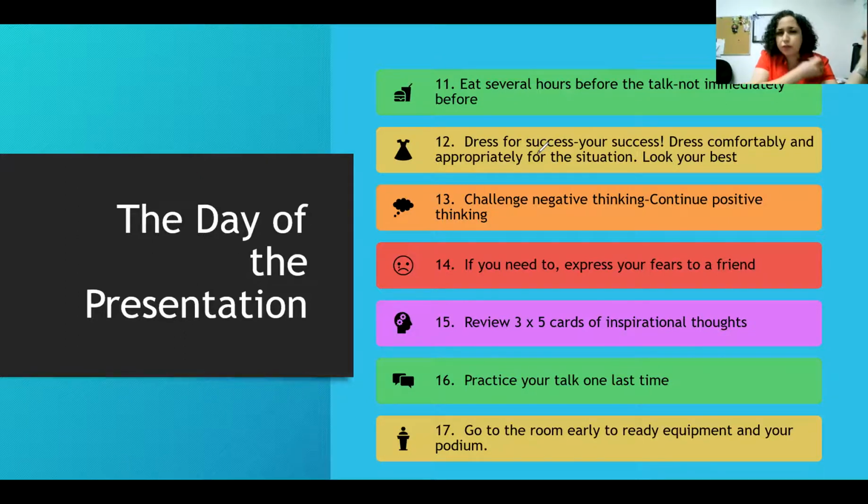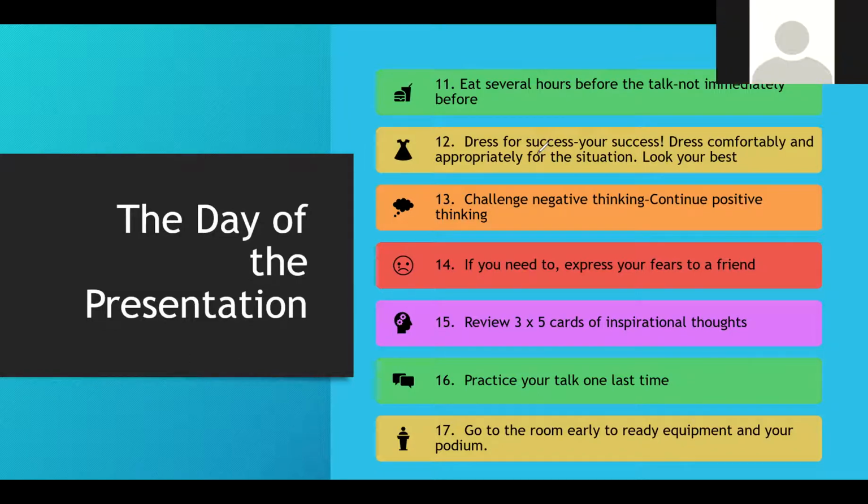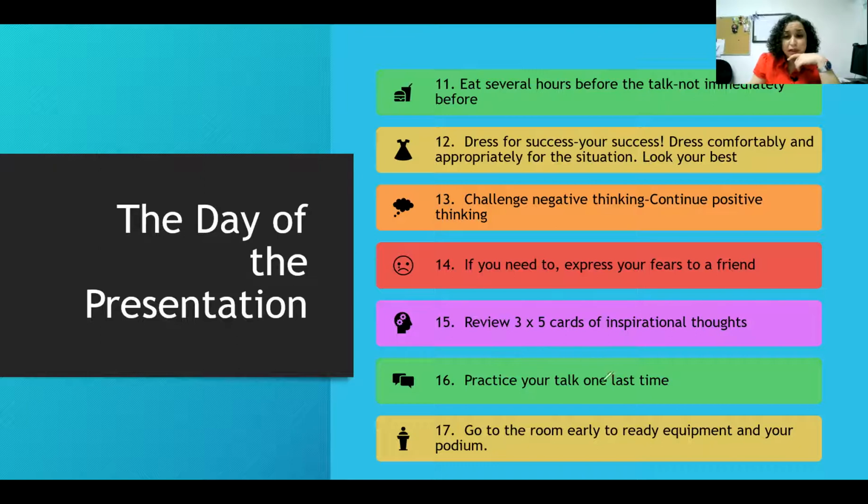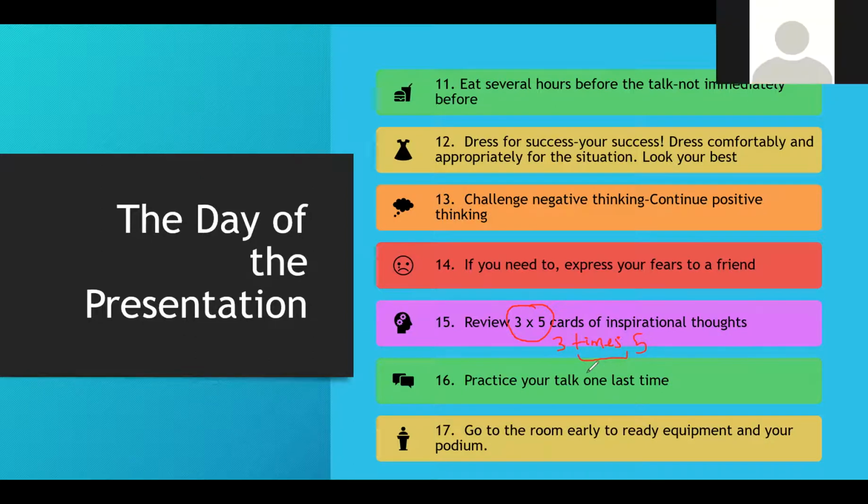And this is related to the one that we talked about in the first 10. Number 15. Review 3 by 5. Oh, I'm going to explain something new to you. How do you read this? 3 times 5. And this is not talking about tiempo. It's talking about a multiplication. Okay.